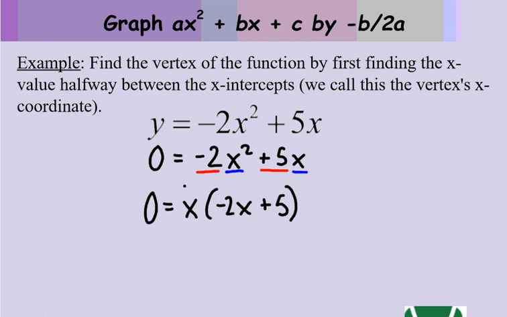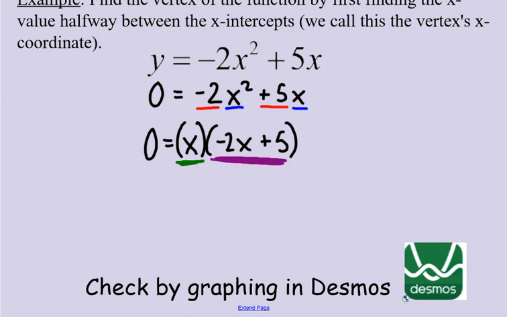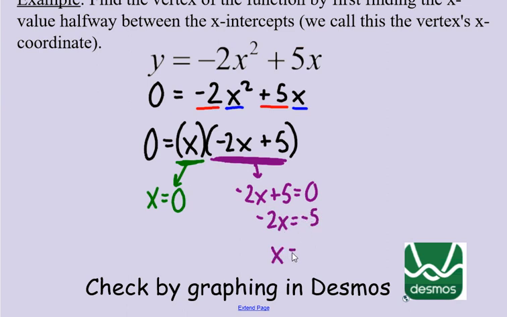Now it's factored. Now I can ask myself, what two things can I multiply and make one of them be 0? So I know either this thing that I've underlined in green is 0, or this thing that I've underlined in purple is 0. I could solve this one easily because this would be the case if x is equal to 0. This one's going to take a little bit of work. I want negative 2x plus 5 to equal 0, so I would subtract 5 and get negative 5, and then divide by negative 2. A negative divided by a negative is a positive, and so the two x-intercepts are at 0 and at 5 halves, or 2.5.